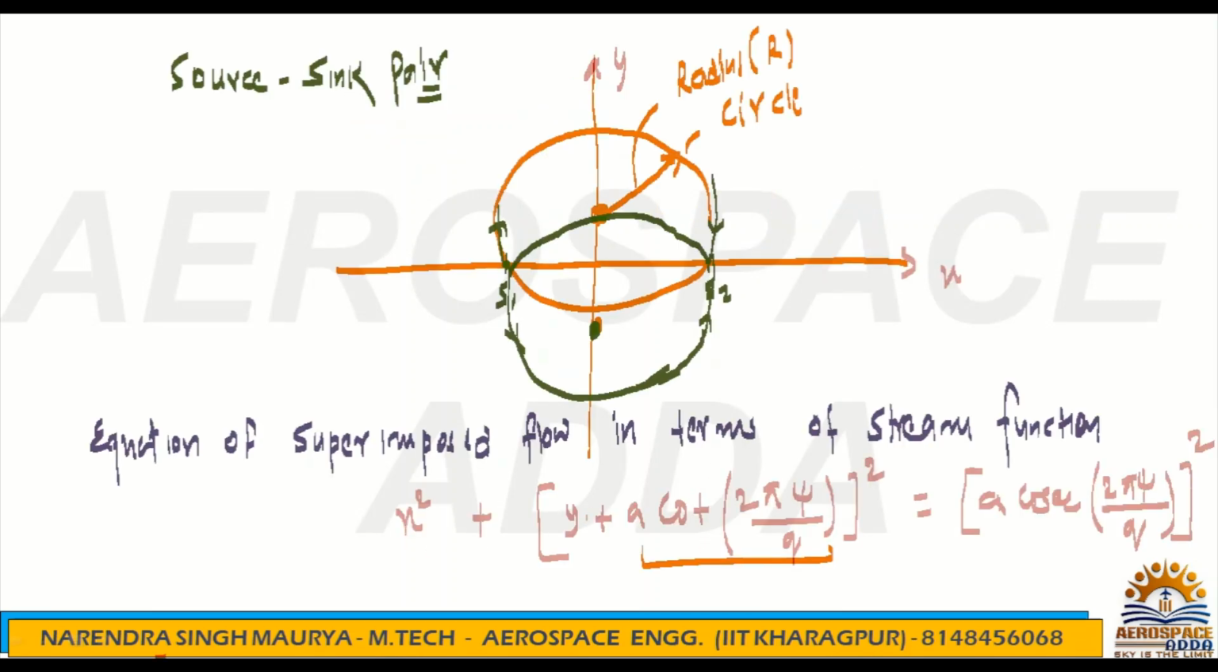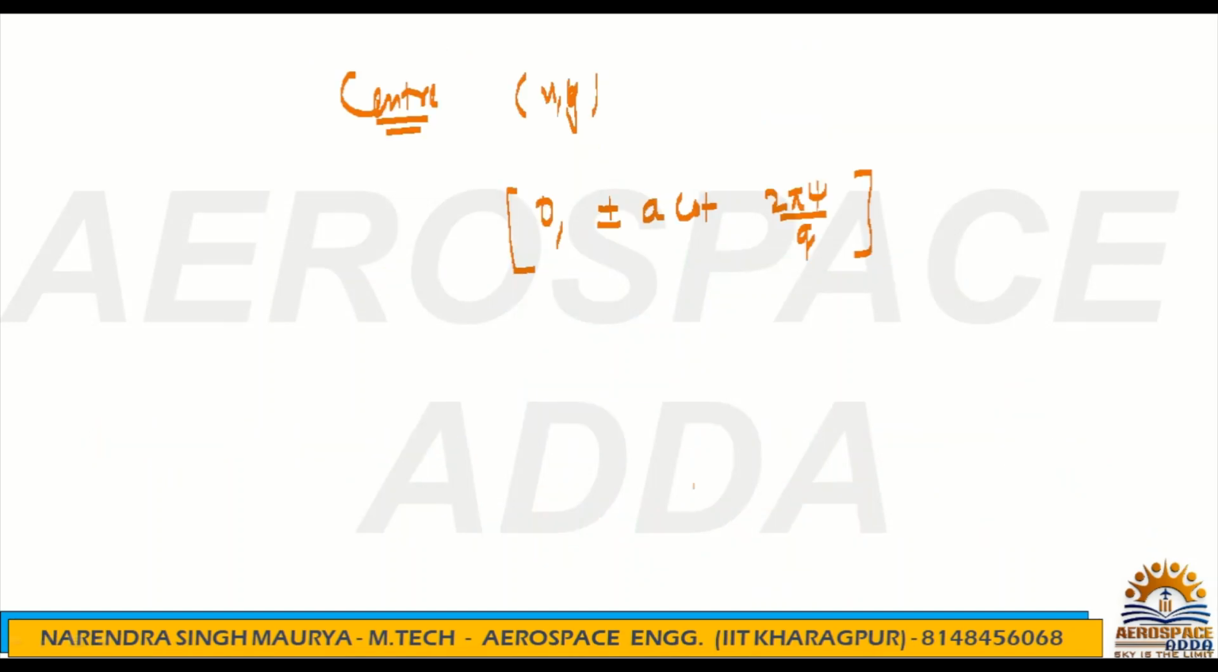x square plus y square is equal to a square. So if x square plus y square is equal to a square, then what will be the center? 0, 0. But here, for x there is no constant term, hence the center for x becomes 0, but in y you are getting a constant term, that means the center is what? Moving in the y direction. That's the reason this is plus minus a cot. If you are going for the upper circle, it is plus a cot 2 pi psi by q.